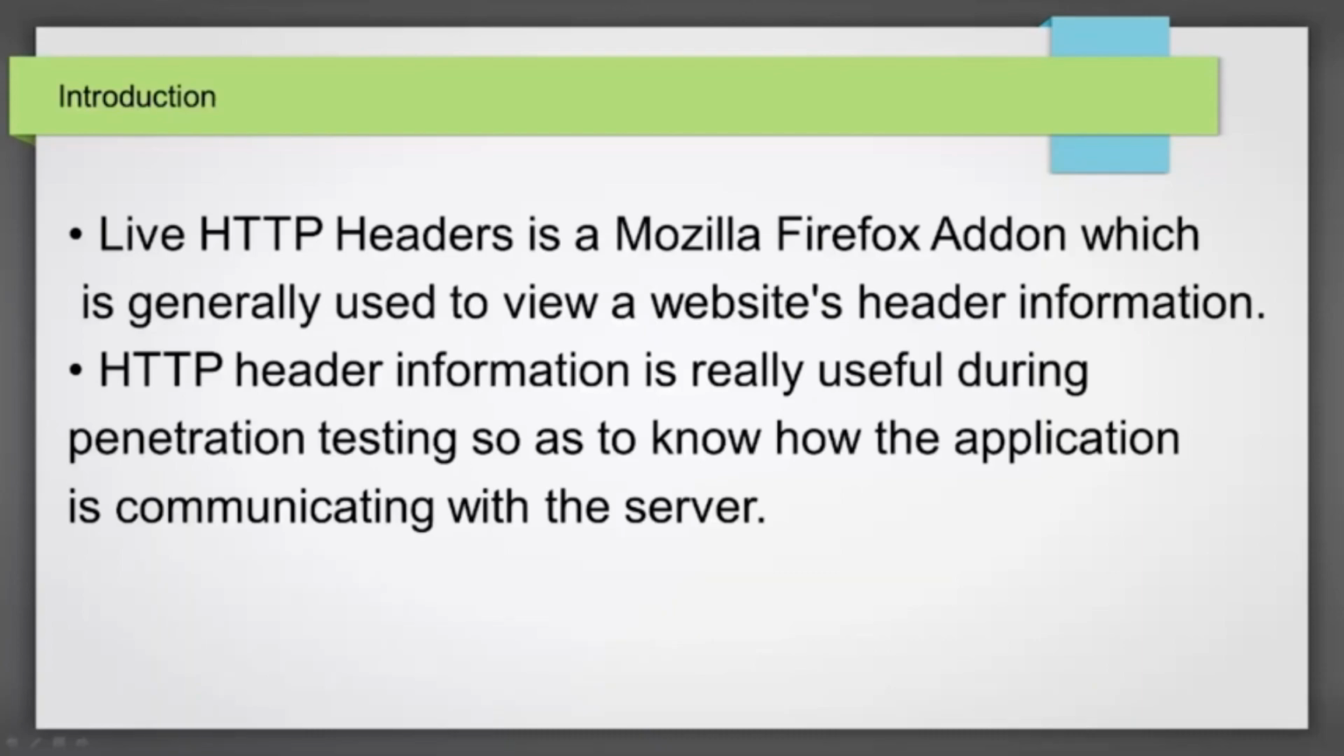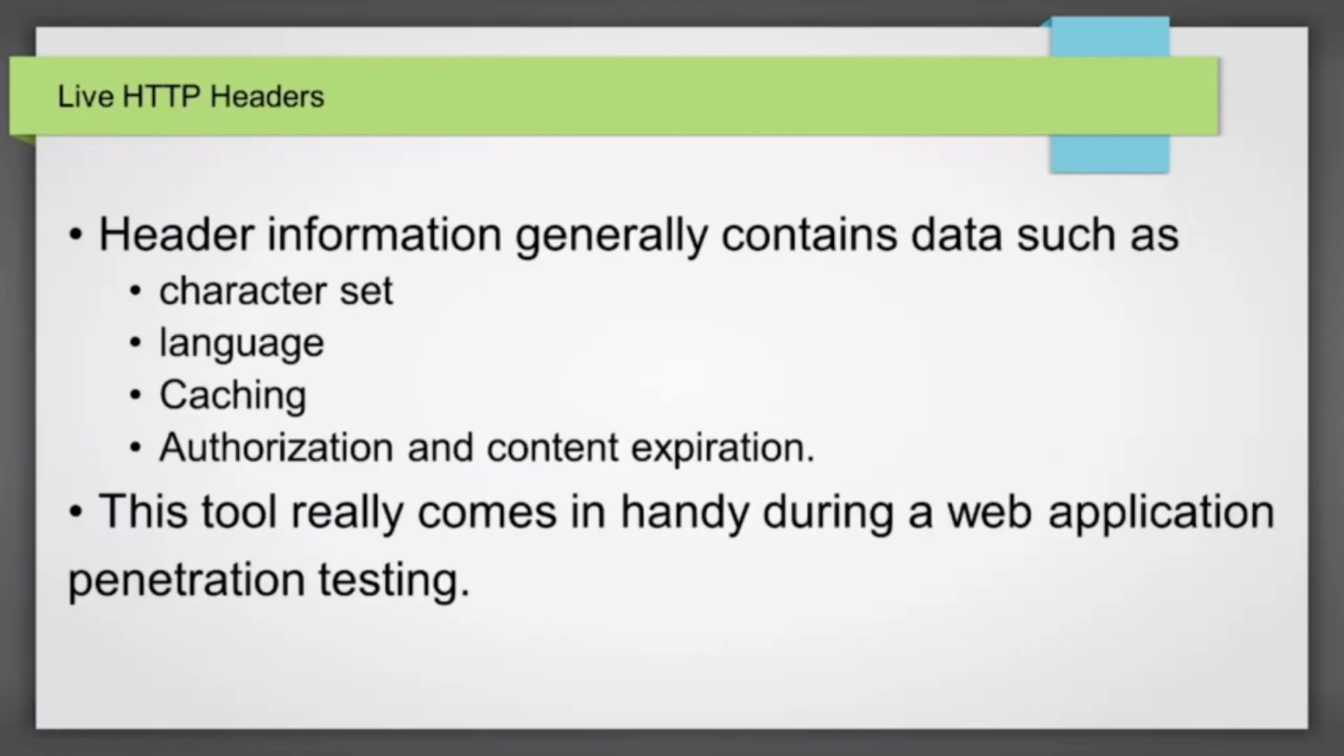Live HTTP Headers is a Mozilla Firefox add-on which is generally used to view a website's header information. HTTP header information is really useful during penetration testing to know how the application is communicating with the server. Header information generally contains data such as the character set, the language, the caching, the authorization and content expiration. This tool really comes in handy during web application penetration testing. Again, this is a must-have for any penetration tester, and it is used by most penetration testers across the globe.